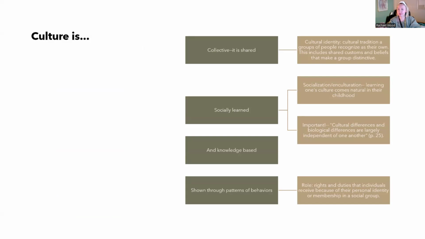Okay, this is kind of reviewing everything that I discussed in the previous slides. Again, culture is collective. It's shared among groups of people, and it's even shared beyond that group, where other groups can appreciate or take on different elements of culture. And so again, culture is shared here. It is socially learned. It is knowledge-based, with a lot of insider knowledge not really known to outsiders who aren't embedded within that culture. And then last to note, it is shown through patterns of behaviors like rights, roles, and duties.